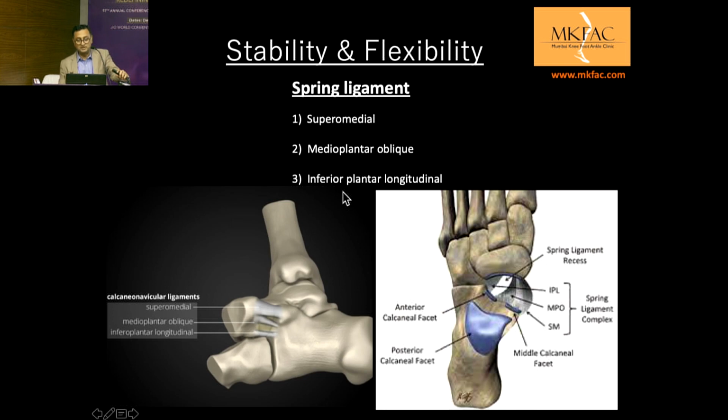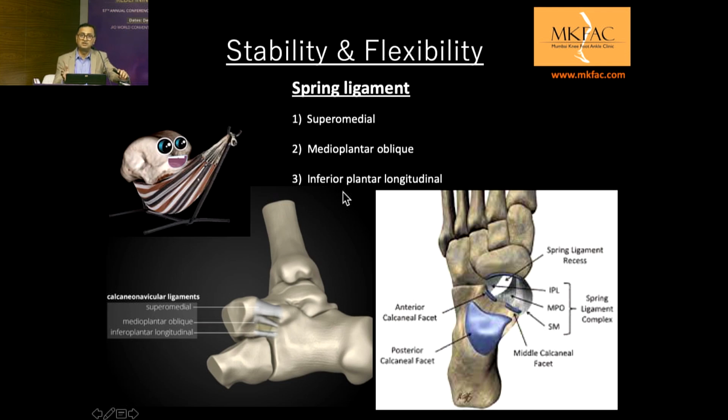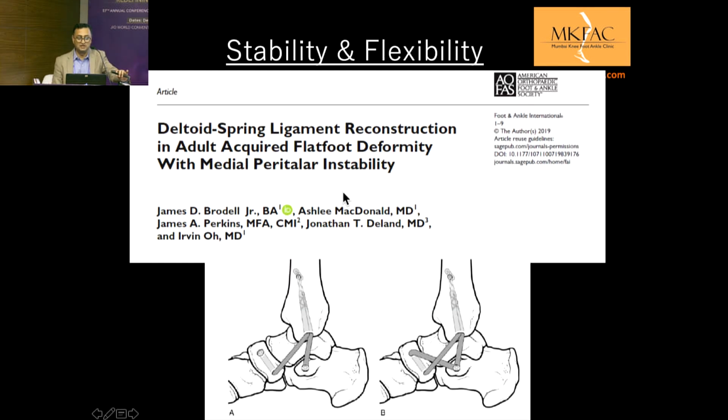Now the spring ligament again has various bundles to it. I don't want you to remember them; I don't remember them. But the key thing is to understand this is the medioplantar oblique ligament. Now, why is it important? Because it acts like a hammock which supports the talar head. If you do not have a spring ligament, or if it is stretched out or torn, you're guaranteed that the patient will have a hindfoot valgus and a pes planus. There's no question about it. So it's a very, very important ligament.